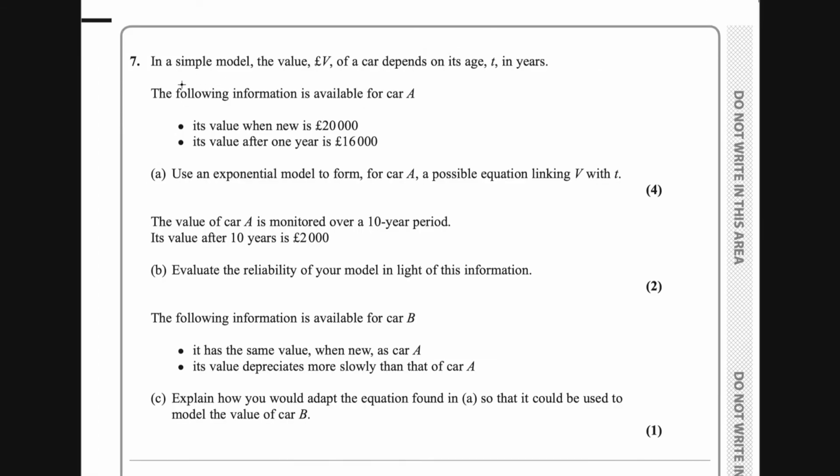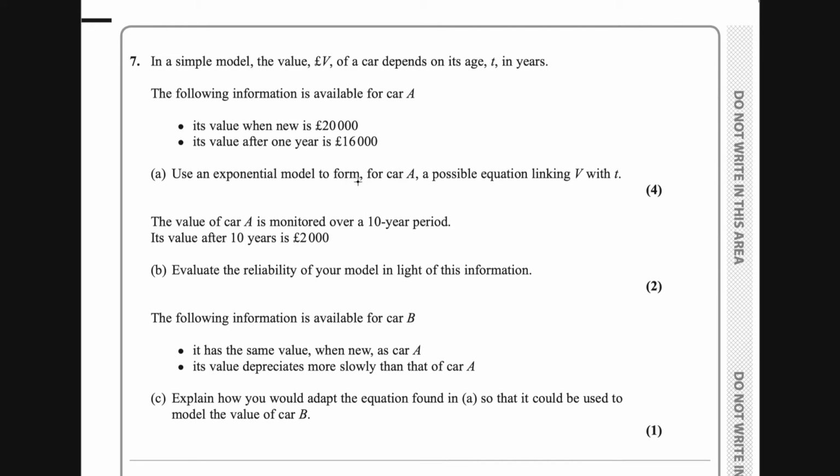In question 7, we are told that in a simple model, the value V in pounds of a car depends on its age, T, in years. The following information is available for car A. First piece of information is that its value when new is £20,000. In other words, V when T is 0 is £20,000. Secondly, we're told that its value after 1 year, so V when T is 1, is £16,000. So we're going to have to remember this information.